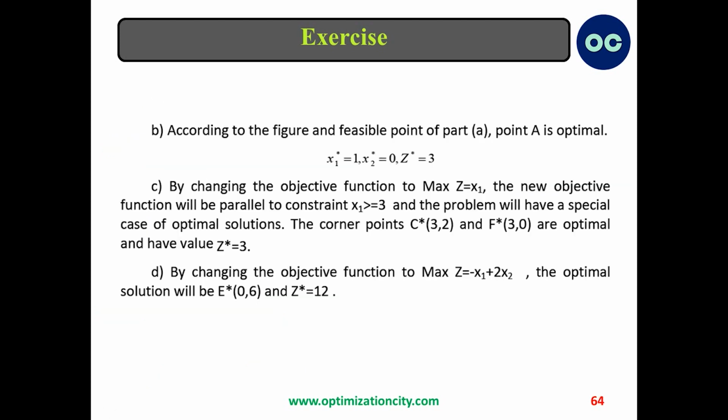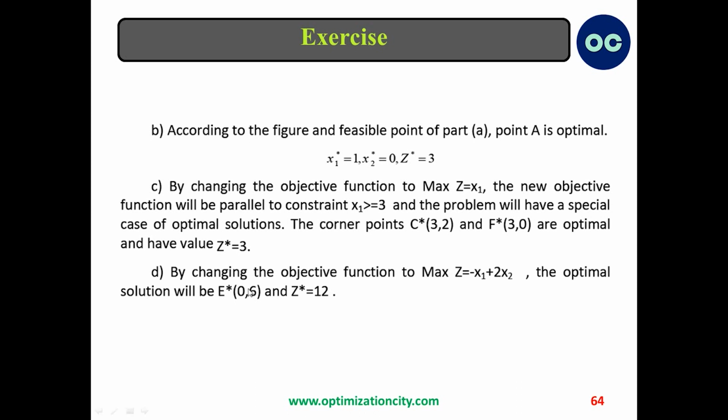Based on the figure and feasible points from part A, point A is the optimal solution in the case of minimization. Changing the objective function to here, z is equal to x1, will result in a new objective function which is parallel to the constraint x1 is greater than 3. This will lead to a special case where the corner points C star and F star are both optimal solutions. We have the multiple optimal solution case.